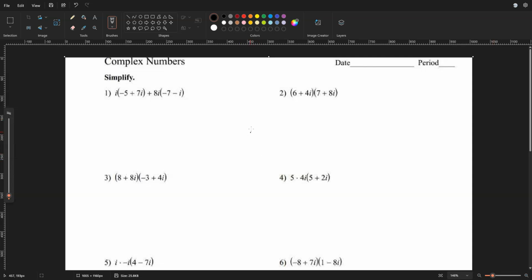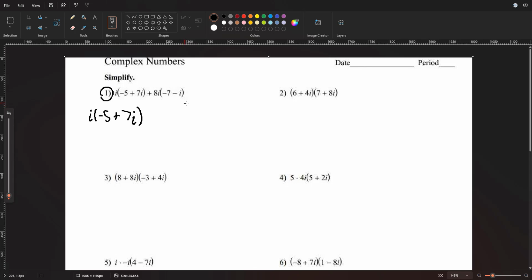Alright, so here we have a couple of problems involving complex numbers. Let's look at number 1. So we see i times negative 5 plus 7i, plus 8i times negative 7i minus i. Let's do the left half of the equation first. So we have i times negative 5 plus 7i.